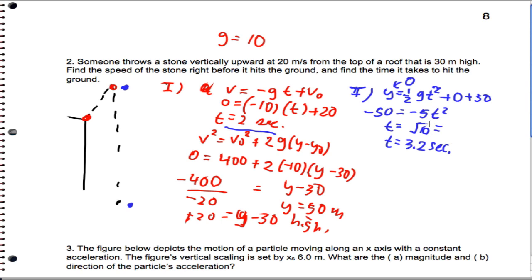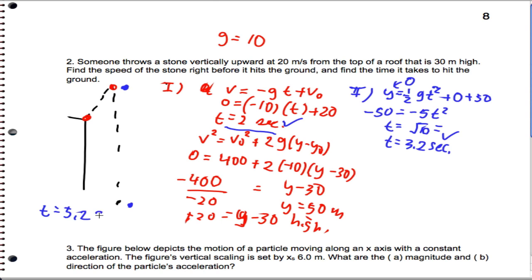So we've already got one answer. We know that the total time is going to be the 2 seconds plus the 3.2 seconds. So t is going to be 5.2 seconds. Now let's get the speed before it hits the ground. Sorry, this is bad. So t is going to be 5.2 seconds.